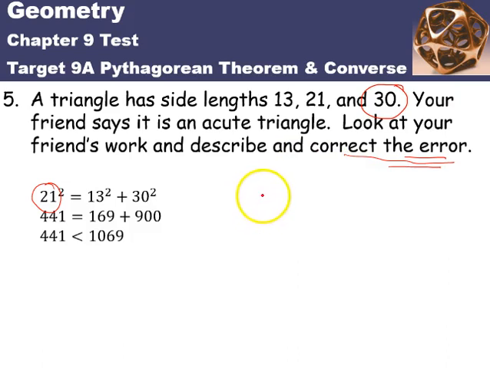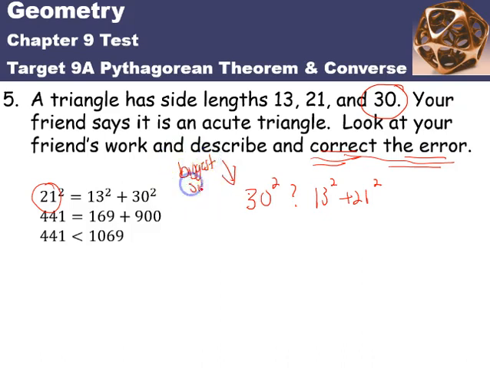Okay? So let's try this again. It should say 30 squared, and we want to know if that equals 13 squared plus 21 squared, because it says to correct it, so I need to correct it. So this is how she should have written it, and then remember this is the biggest side. They wrote it this way instead of the other way, but 30 squared is 900, and 13 squared is 169, and 21 squared is 441. Let me just double check that.